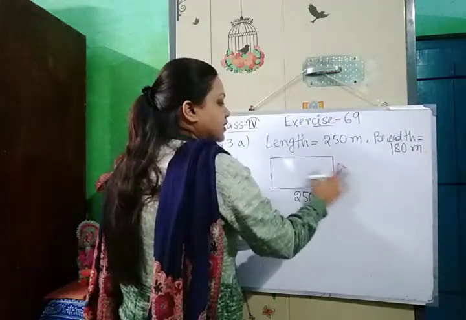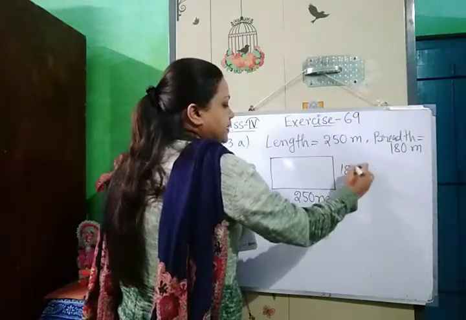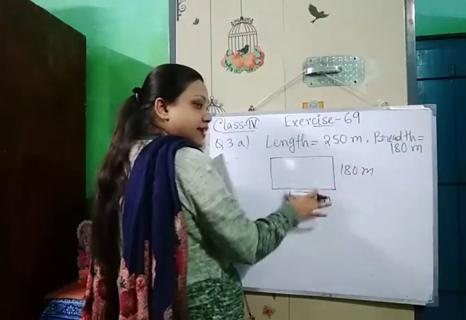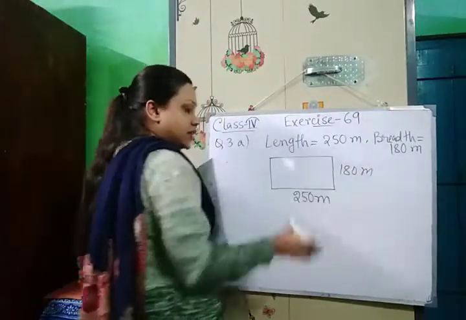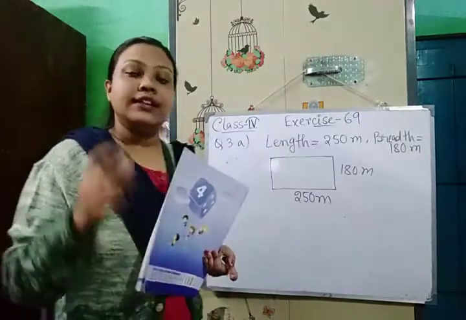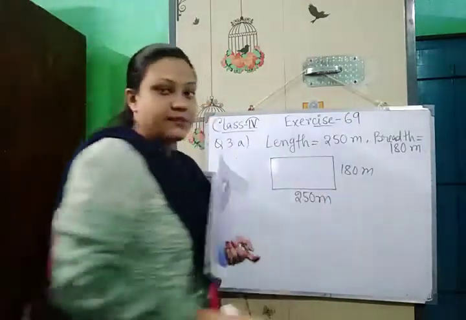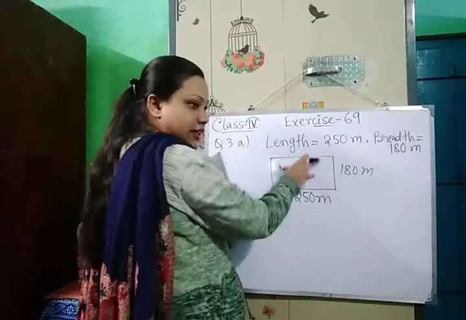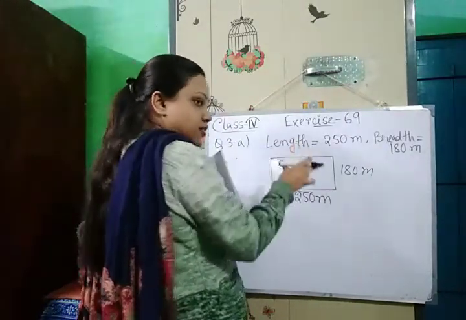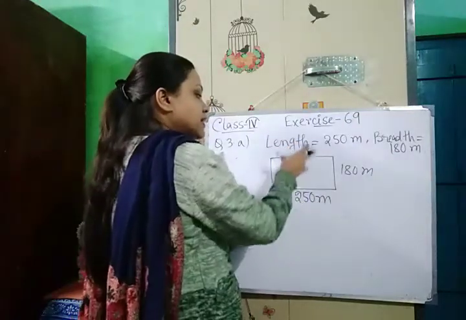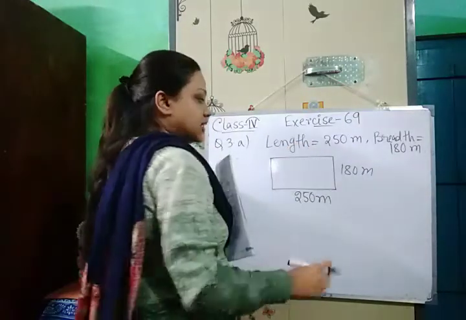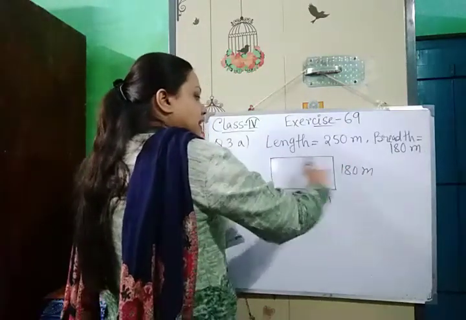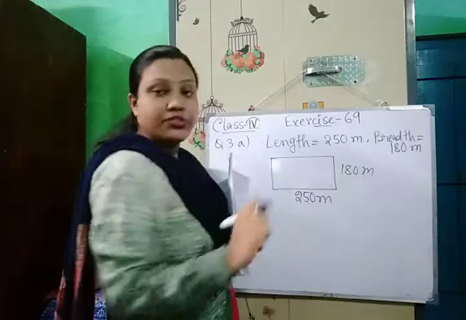So this is 180. Again I am repeating, the bigger sides of a rectangle, these two sides are equal in length. In the previous class I told you that in a rectangle the opposite sides are the same. So these two bigger sides are equal in length and they are called the length of the rectangle. These two smaller sides are also equal and they are called the breadth of the rectangle.